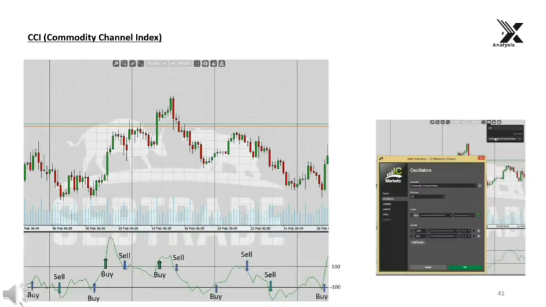This is what the CCI looks like on chart. Every time it crosses above any of the two lines, this is considered a buy signal. Every time it crosses below, this is considered a sell signal.